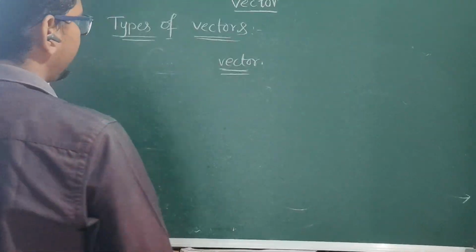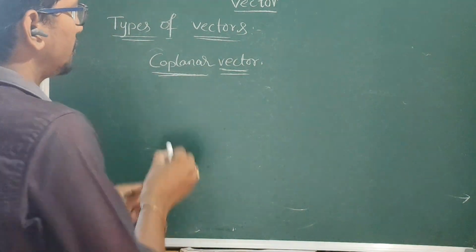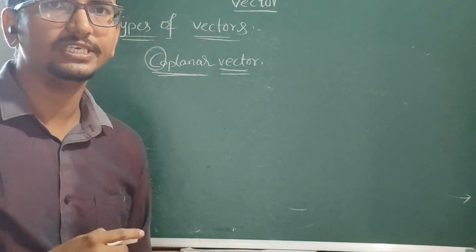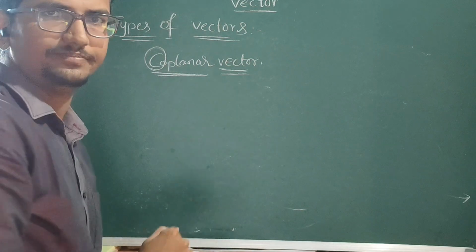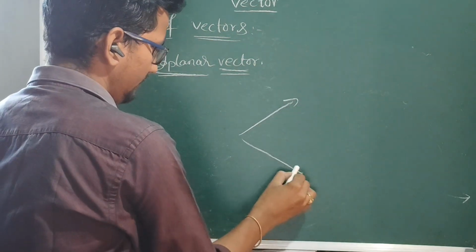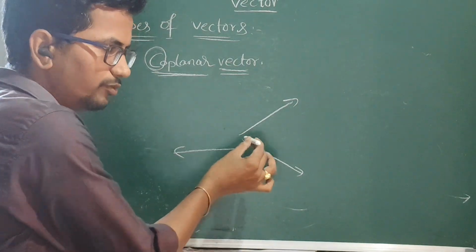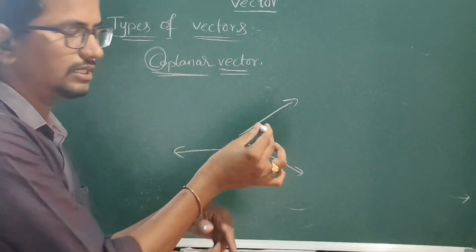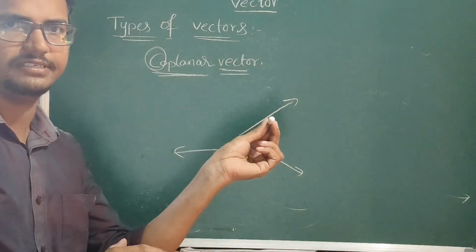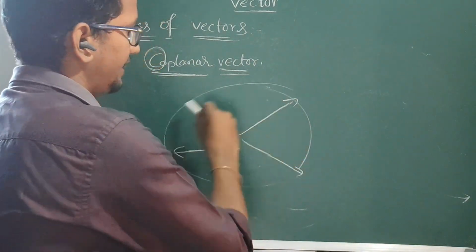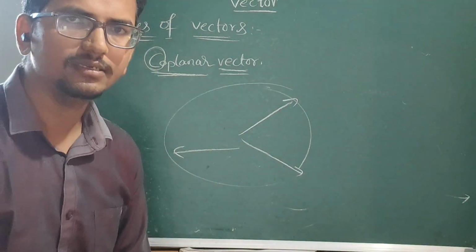Next one, coplanar vector. Here also, co means more than one vector. Planar means plane; for example, the board is a plane. Some number of vectors are moving here on the board, but one vector is moving outside of the board. That vector is not a coplanar vector. Those vectors which are in the same plane, more than one vector in the same plane, are called coplanar vectors.